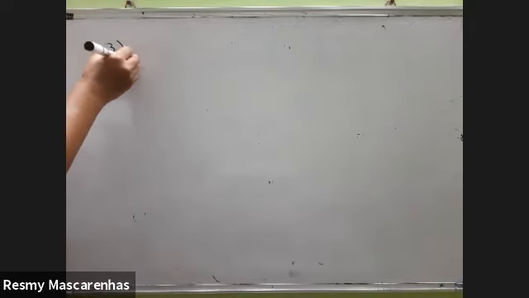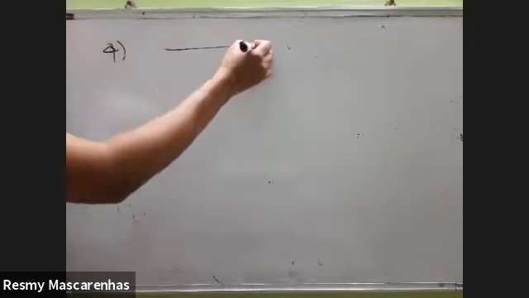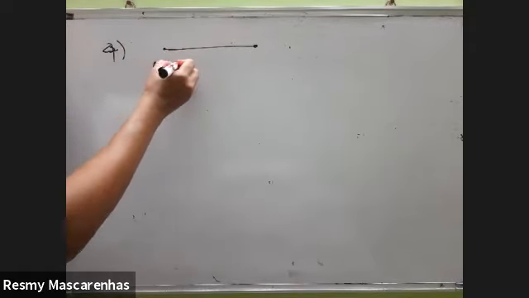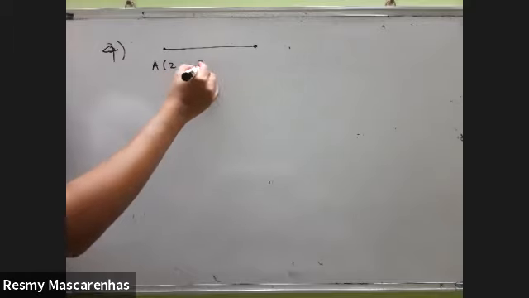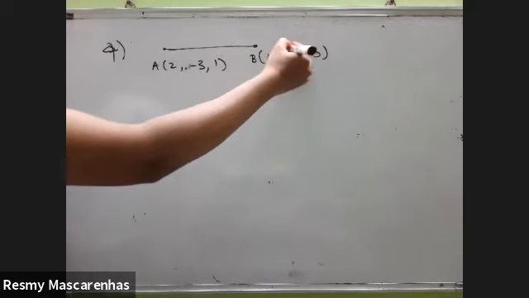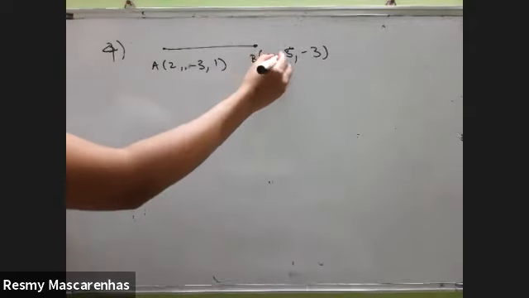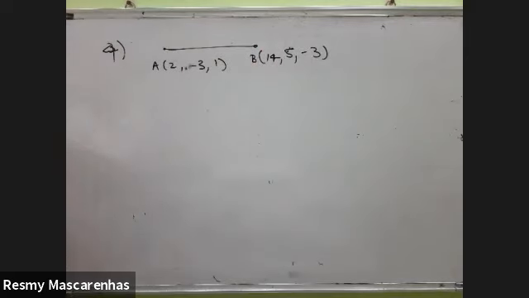Fourth one. Find direction ratios and direction cosines of a line AB. So this is the second part, when two points are given. A is given as -3, 1, and B is 14, 5 and -3. Now these points are given and you have to find the direction ratios first and then find the direction cosines.